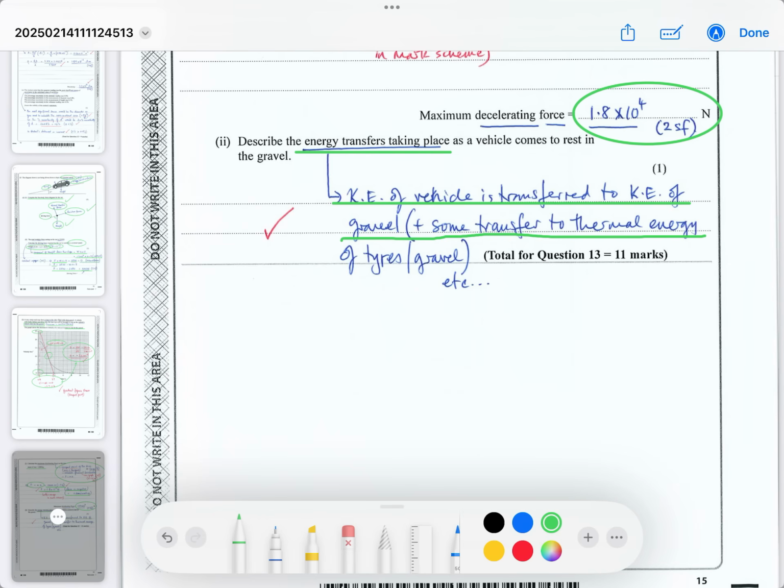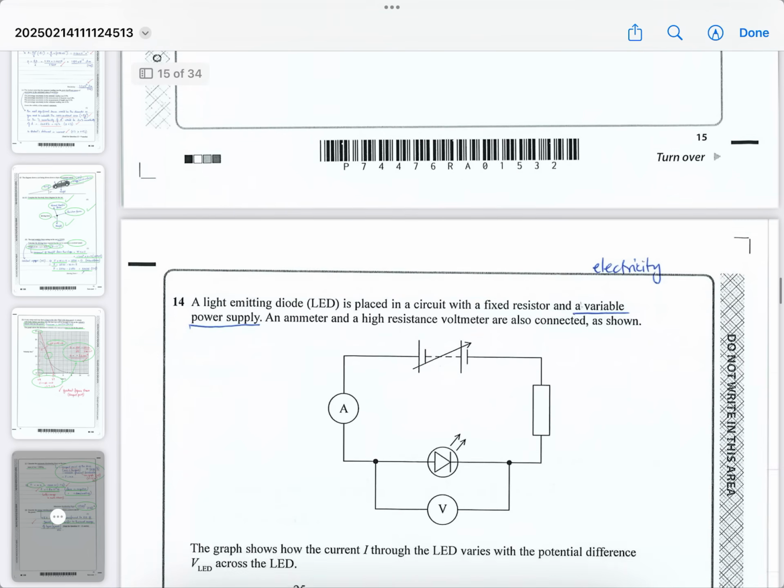And someone put sound. Well, sound eventually turns into thermal energy. Thermal energy could go to the tires, it could also go to the gravel, etc. And you can even put to the surroundings. So this is how you get the answer for the final part of this 11-mark question. Hope you found that useful.